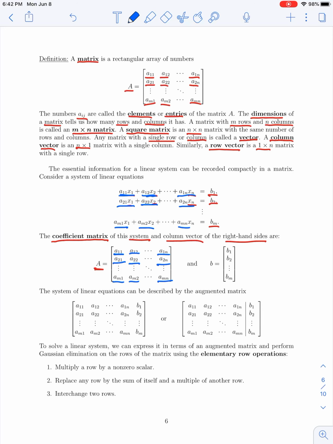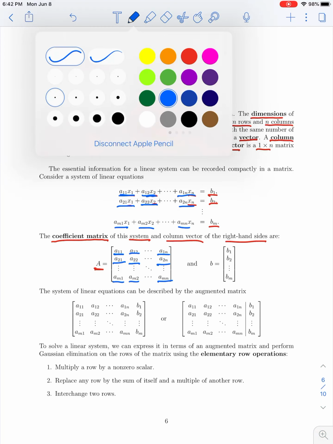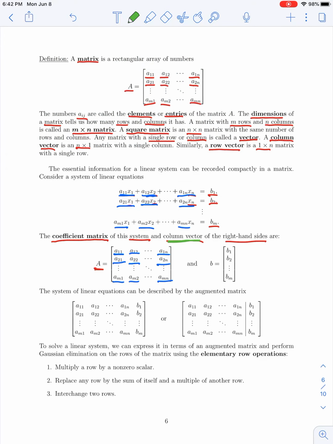Now we can also denote a column vector. We could call this the column vector for the right-hand sides of our equation. And we could denote this as a column vector b, which would be the m by 1 column vector, whose entries consist of the constants on the right-hand side of our equation, b1, b2, up through bm.